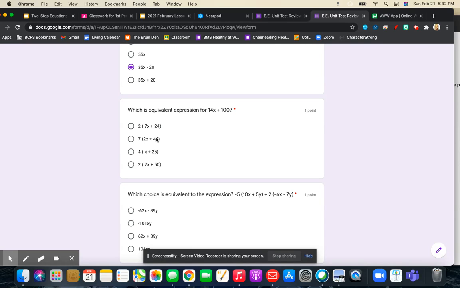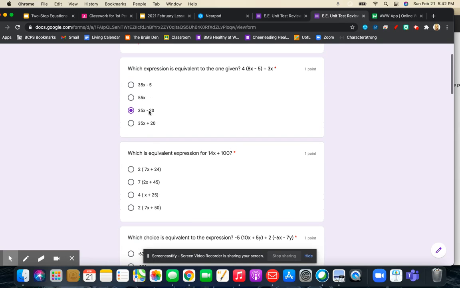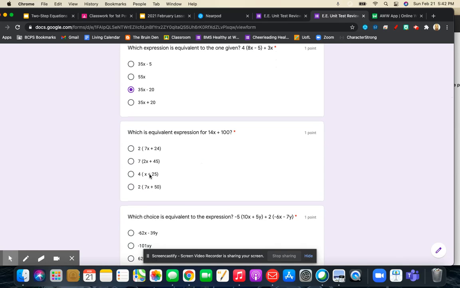Second question says, which one is an equivalent expression for 14x plus 100? So this is the exact same question, kind of in reverse. On the first one, we were given the solution. On here, we need to figure out, if we distribute these out, which one gives us that answer? 2 times 7x is 14x. That's halfway there. 2 times 24 is not 100, though.